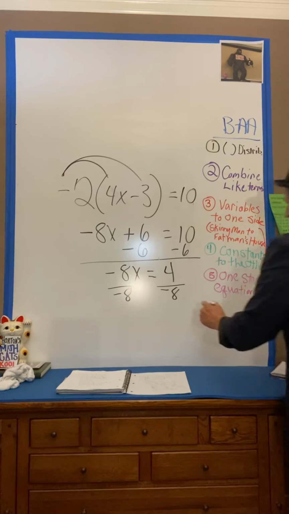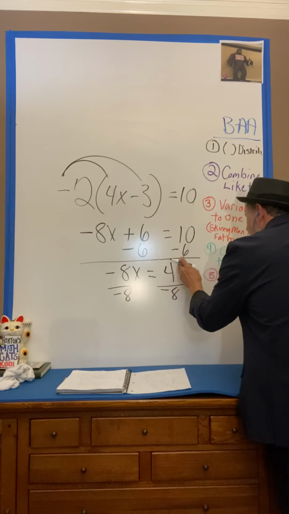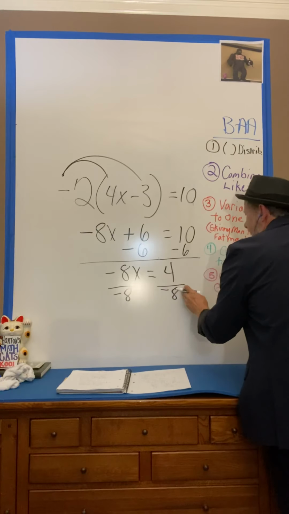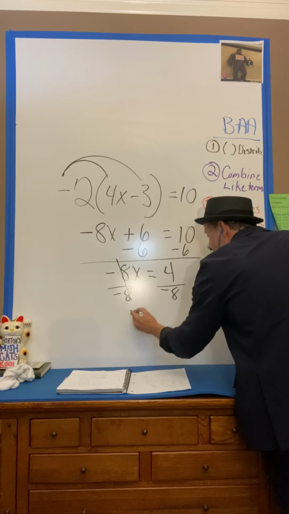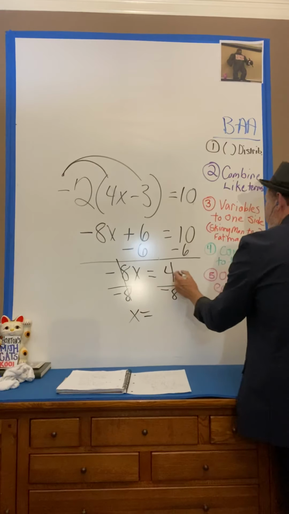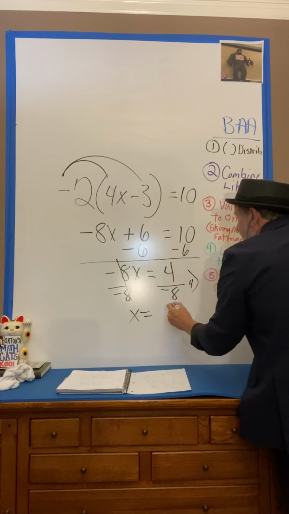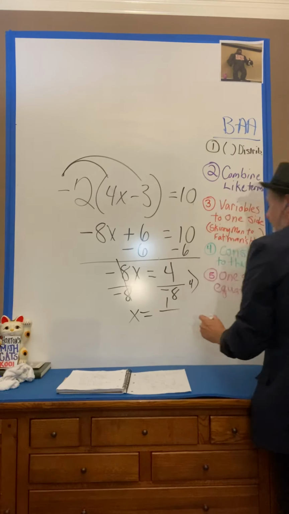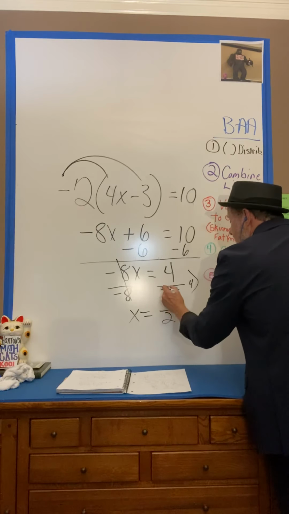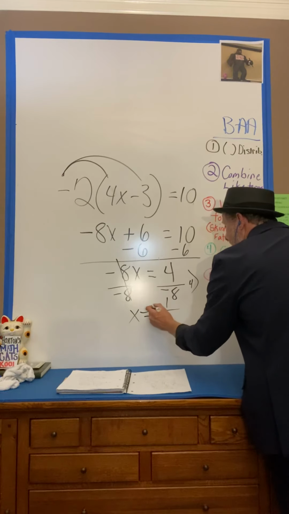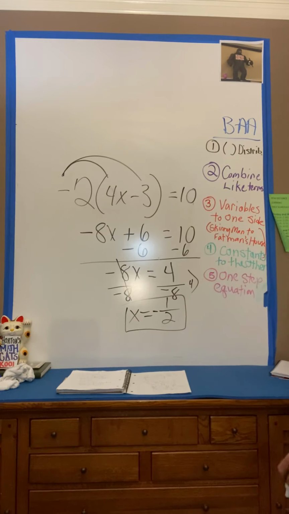So what do I have here? All right, first thing I ask is, will there be a number that'll go into 4 and 8? Well, 4 will go into both of them, right? So I'm going to divide both of these by 4, okay? 4 goes into 4 one time. 4 goes into negative 8 2 times, and since that's negative, I'm going to bring it out here, and I get x equals negative 1/2.